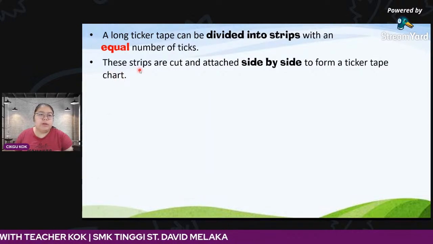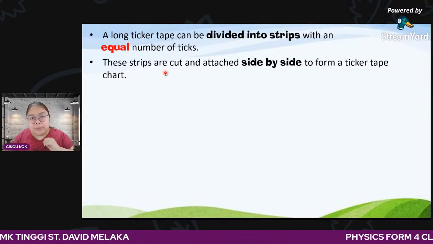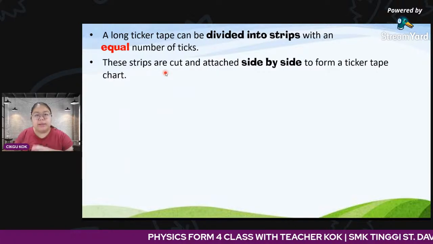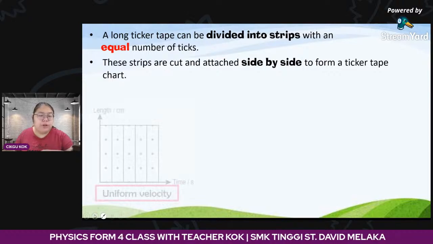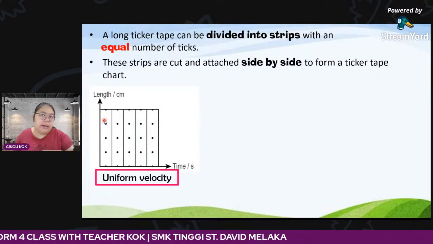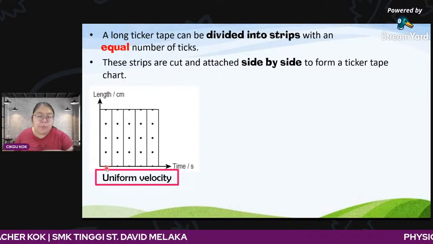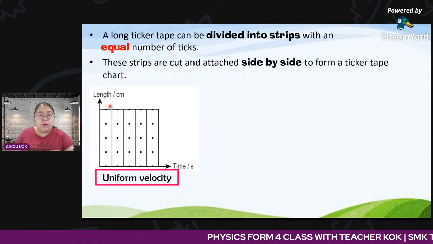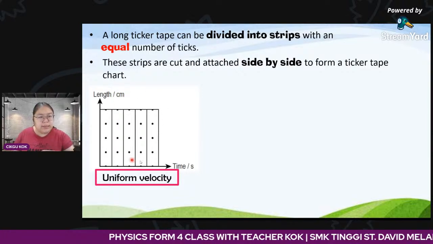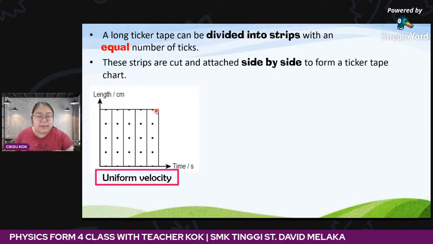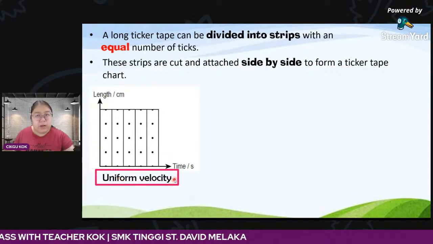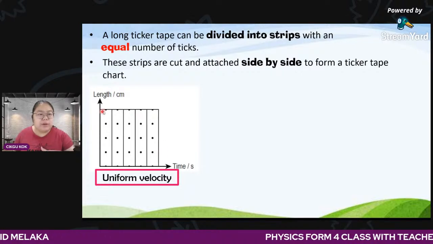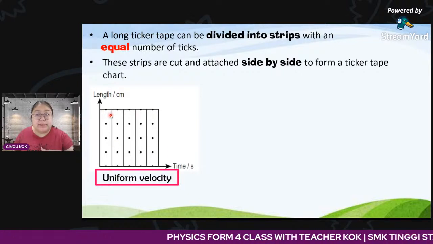So from here, this one strip can be cut, because it is a long ticker tape. So we need to divide. Just now I showed you the bar. Now I want to divide, then I paste side to side. This one is a long ticker tape. When I cut, I count how many dots: 1, 2, 3, 4, 5. So every 5 dots I cut. Then I paste side to side. So you can see here, every tape is the same length. This one we call uniform velocity. You pull the ticker tape with uniform velocity. When I paste, you can see very clearly that every tape is the same length.